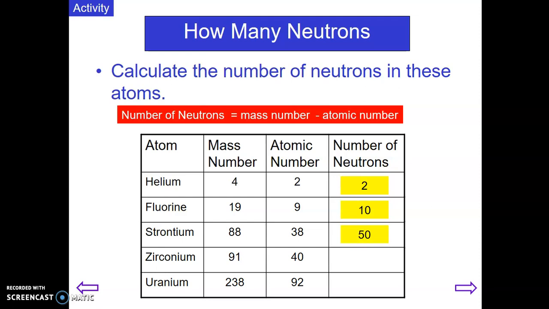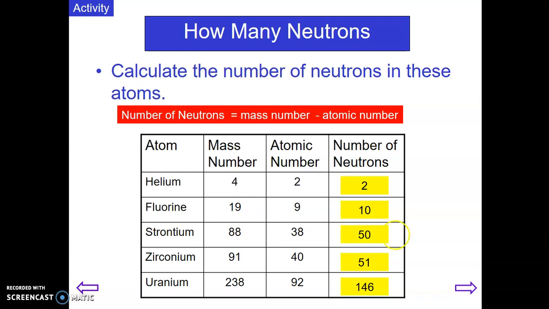Okay, zirconium has a mass number of 91. It has an atomic number of 40, so 40 protons. 91 minus 40, it has 51 neutrons in each atom. And uranium has a mass number of 238. It's an atomic number of 92, so 92 of those 238 subatomic particles are protons. That means the other 146 must be neutrons.